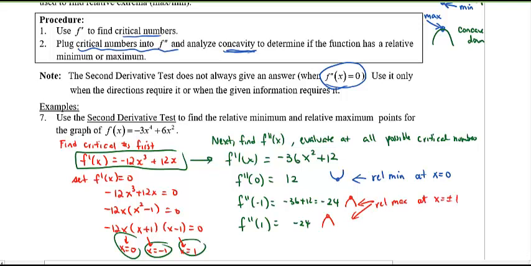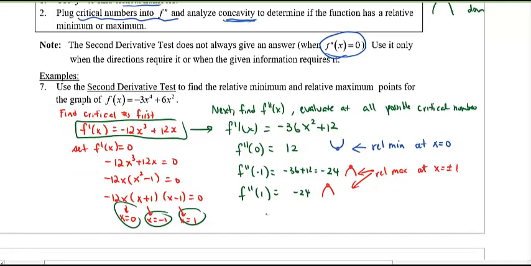So I want the points again. So once again, what are my relative minimum points or maximum points? So let's just do the relative maximums first. That would occur at 1 comma, and how do I find the y value? Y value, y value, y value. So what would that be? Negative 3 plus 6, that's just 3. So the relative max is 1 comma 3.